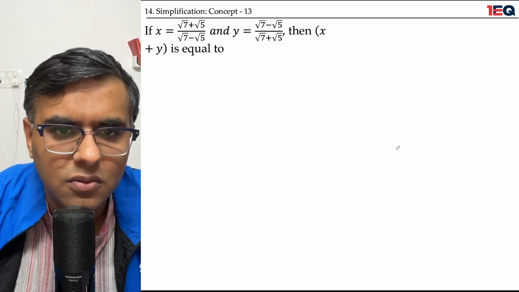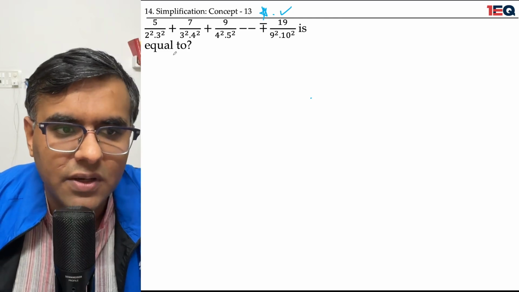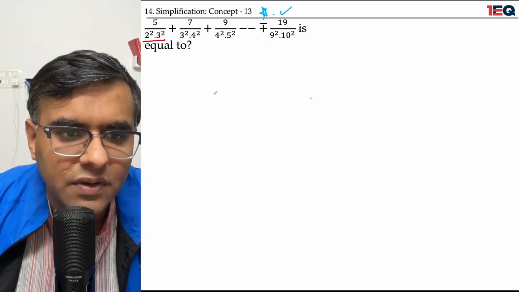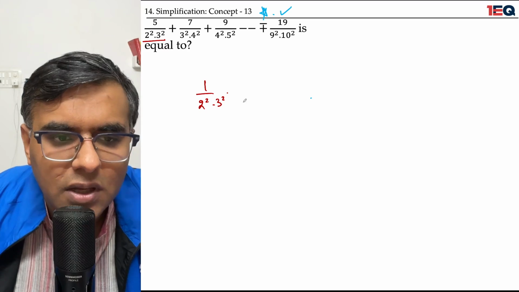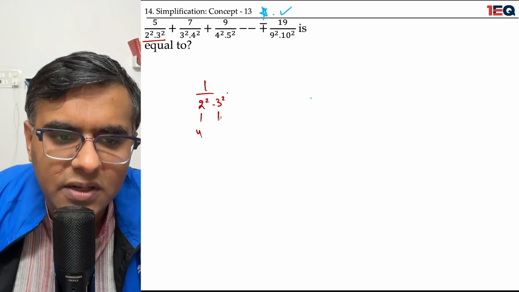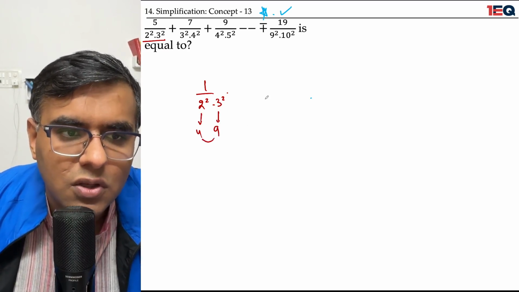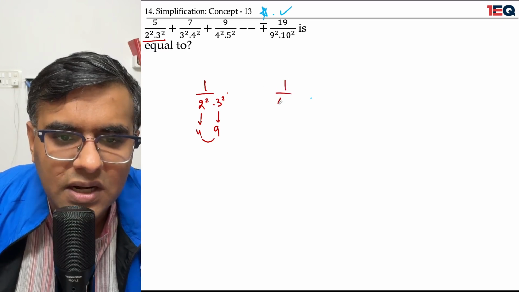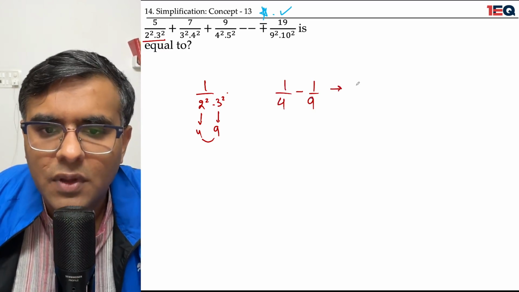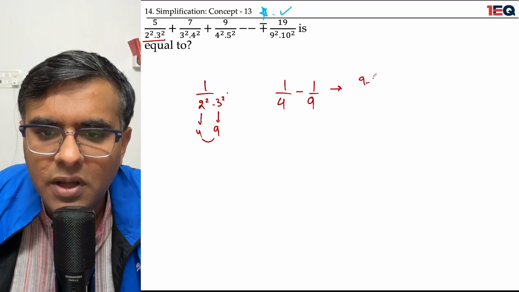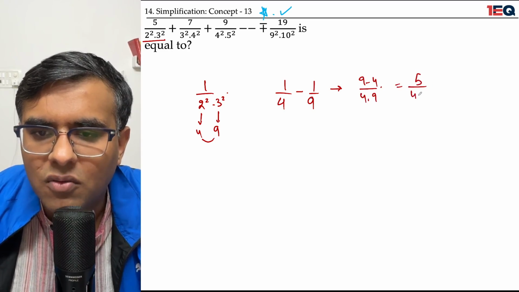Moving to the next question. If you see very closely, we have two squares over here, one of them being 2 square and the other one being 3 square. 2 square is equal to 4, and 3 square is equal to 9, and the difference is 5. So what I'm able to see over here is that this is a combination of 1 by 4 minus 1 by 9. I'll break it down for you. 1 by 4 minus 1 by 9 is equal to 9 minus 4 upon 4 into 9, which is equal to 5 by 4 into 9.